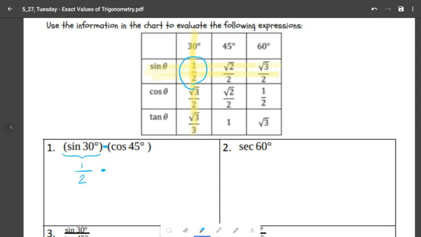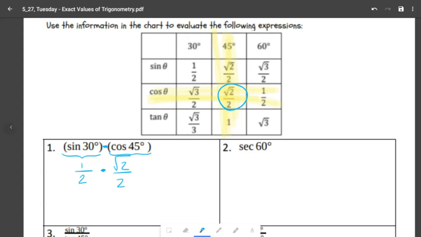times, we're going to now do the same thing for cosine of 45. Cosine and 45, they overlap at radical 2 over 2. So cosine of 45 is radical 2 over 2.